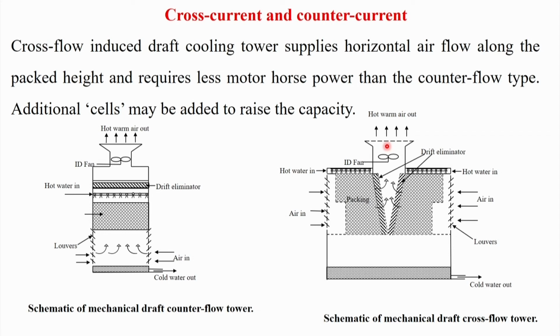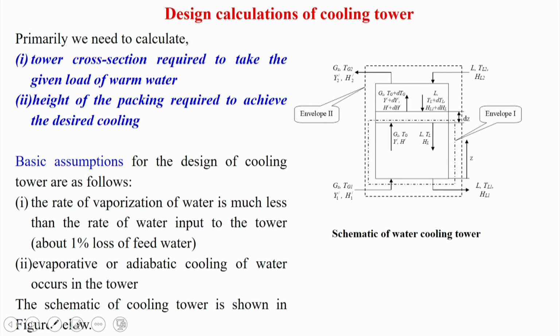We can place them in series, and in that case the cross flow pattern is there for the water and the air. So, it has better contact, and the efficiency of the mechanical draft cross flow tower is much higher than the counter flow tower.